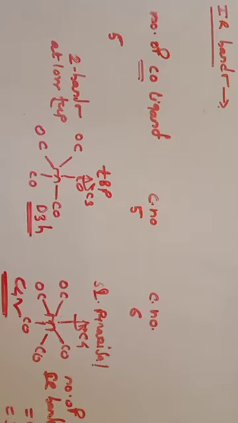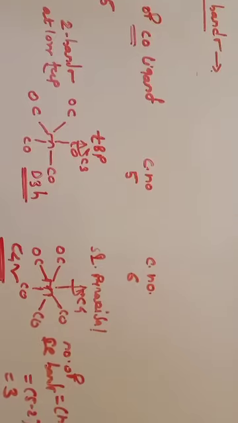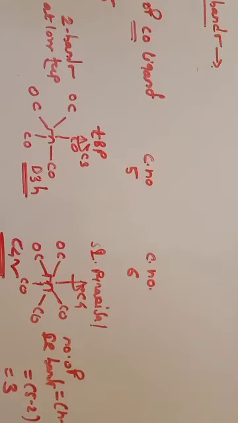Whenever we consider the number of CO ligands as 5, there are two possible coordination numbers: one is coordination number 5, another is coordination number 6. For coordination number 5, the geometry is trigonal bipyramidal, the point group is D3h, and at high temperature we get one IR band, while at low temperature we get 2 IR bands. For a square pyramidal shape, the point group is C4v and the number of IR bands is n minus 2, so we get a total of 3 IR bands for this square pyramidal shape.